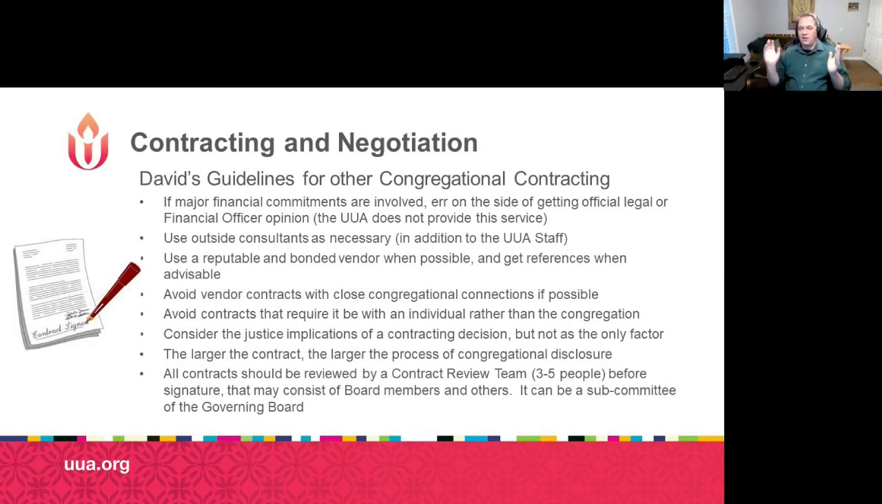And all contracts should be reviewed by a contract review team. Now, it doesn't have to be called a contract review team. There's lots of things you could name it. It could be your executive team, it could be the board as a whole. But one person should not develop the contract, negotiate with the vendor, and then sign the contract. There should be a process where multiple people see that contract. I think even when it's the $300 plumbing contract with Bob's Plumbing, there should be a process where multiple eyes see that within the congregation. And it could be a subcommittee of the governing board.